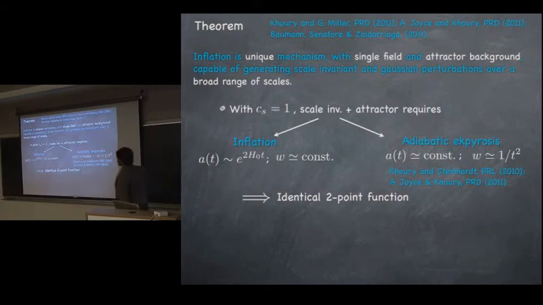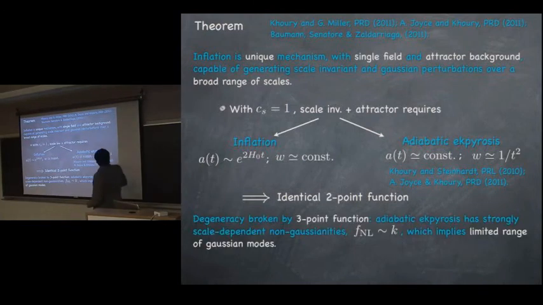These two phases have identical, indistinguishable two-point functions. But when you look at the three-point function, because this scenario relies on a rapidly changing equation of state, it corresponds to a strongly scale-dependent FNL. So as you go to small scales, your FNL grows very large. Eventually, you have highly non-Gaussian perturbations. So that's the loophole. So only inflation, if you want, is possible with CS equals 1.